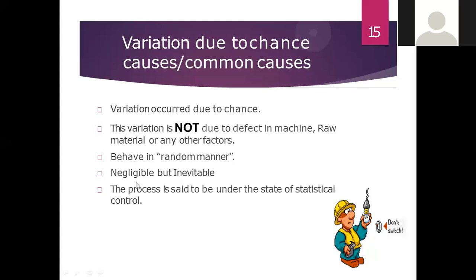Negligible. Point number 4 says negligible means you don't need to be worried about it. You can neglect it, but it is inevitable, so you cannot avoid it. It happens. Every day it may happen. You cannot avoid it, but at the same time, no need to worry about it. It is a general common cause in all the factories all over the world, right?